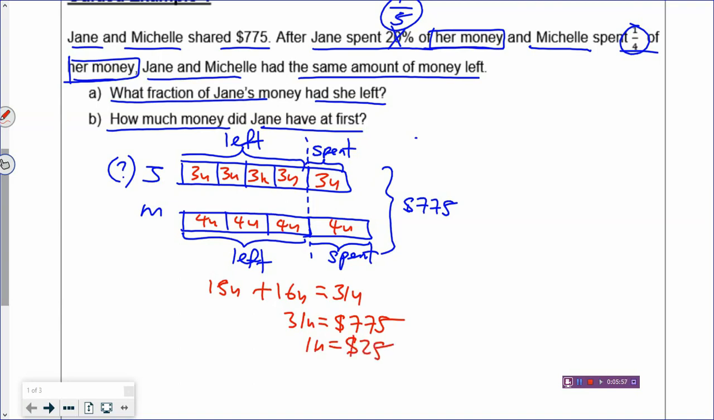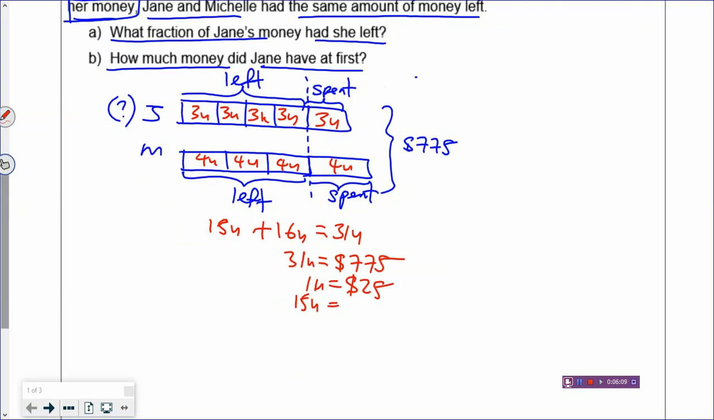So what fraction of Jane's money? Can you find what is Jane's money at first? Jane has 15 units. So 25 times 15. So Jane's money is $375. Am I correct? So what fraction of Jane's money, which is 375, had she left? Jane has 12 units left. So 12 units will be 25 times 12. So she has $300 left.